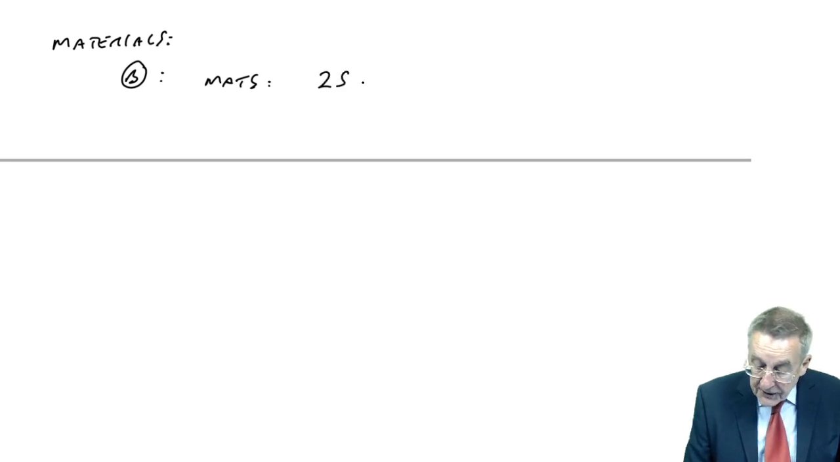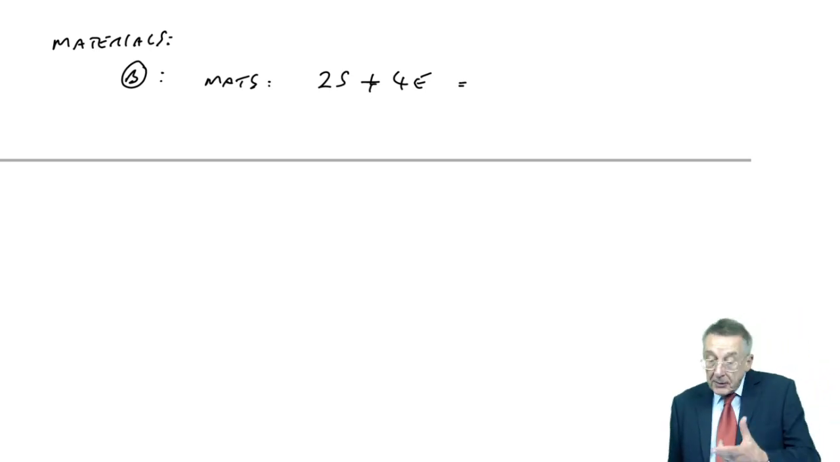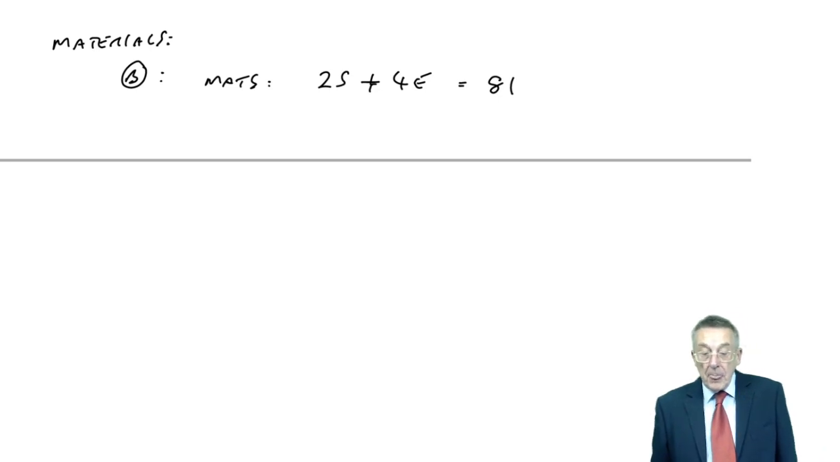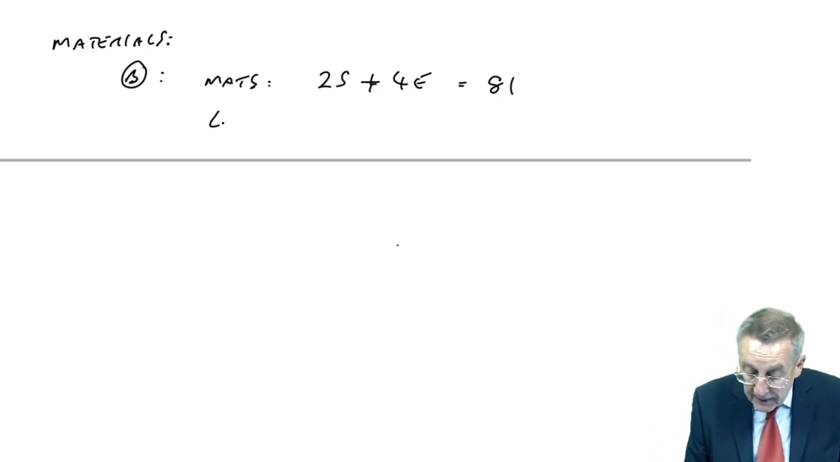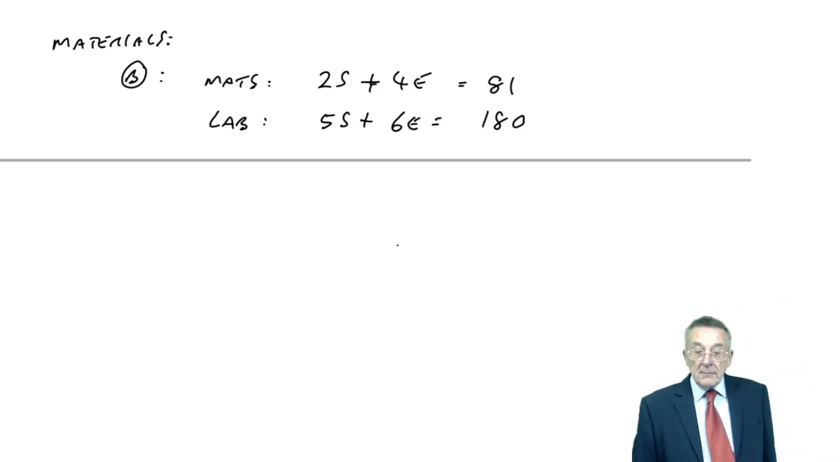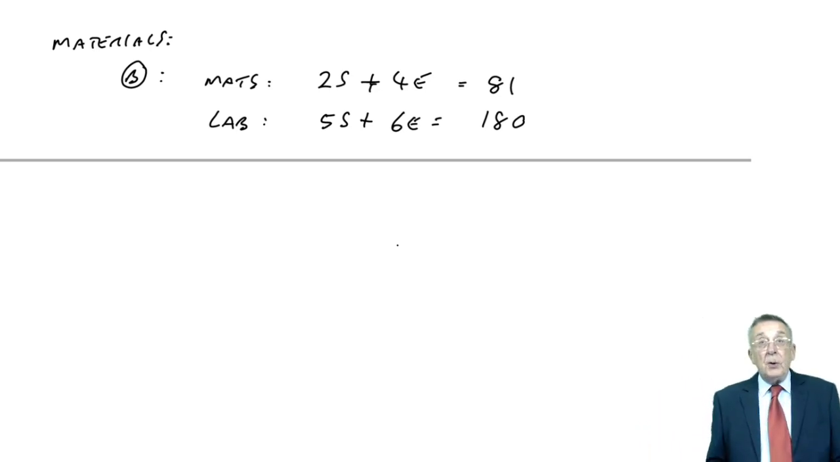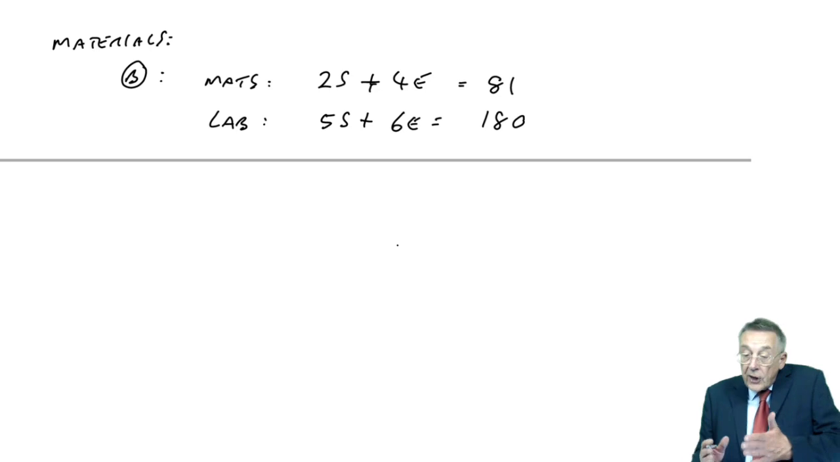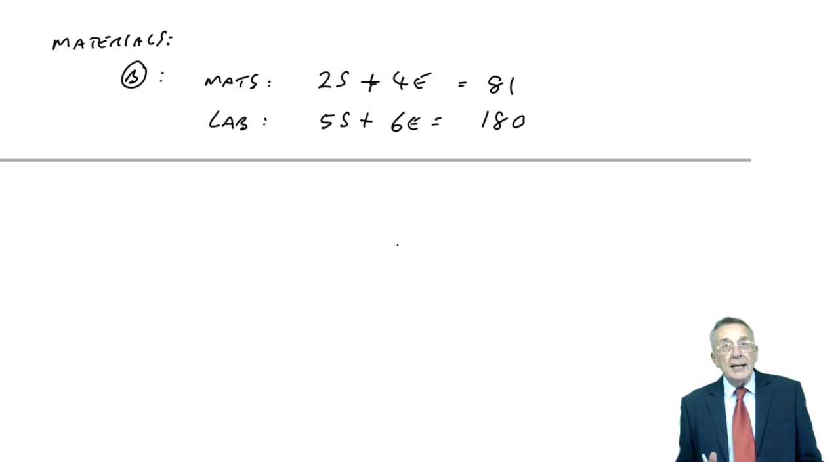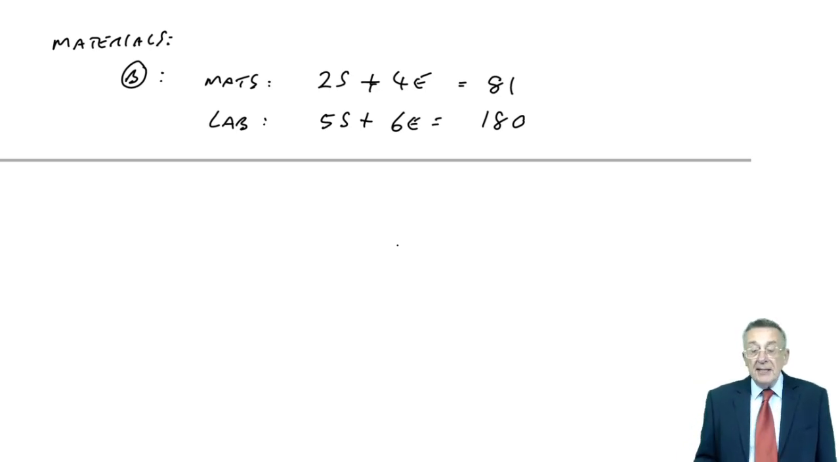It was 2s plus 4e, limited to 80, but suppose we did have one extra unit of the resource, so 81 kilos. We look at these individually, so labour is unchanged. It's only material we're looking at. So labour would stay at 5s plus 6e is 180. And as you just saw on the graph, point B would change very slightly. The values in S and E would be a little bit different.